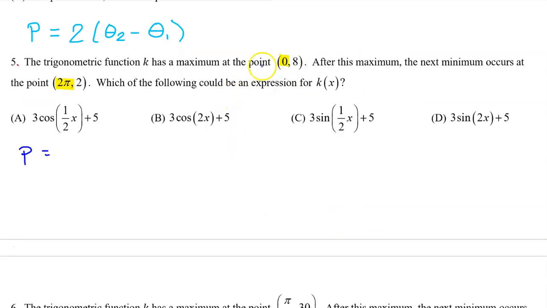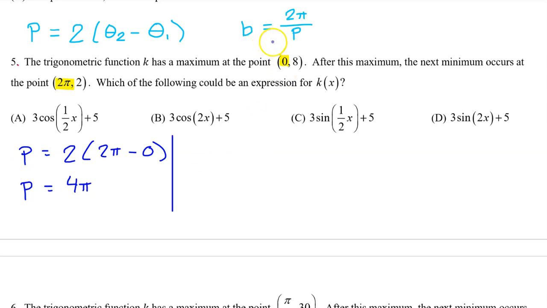We are given the coordinates of consecutive max and min. The input values are 0 and 2 pi. So the period will be 2 times theta 2 minus theta 1. That's 2 times 2 pi minus 0. Obviously, the 0 doesn't really matter here, so the period is just 4 pi.